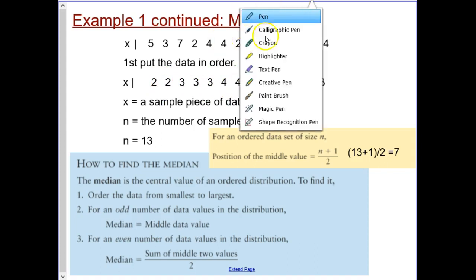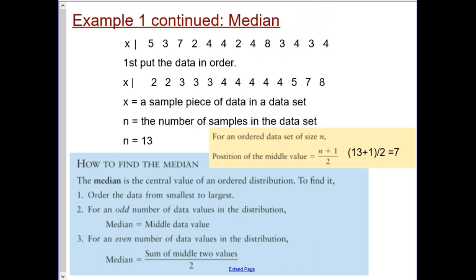You guys love it when I highlight things. Son, what color do you want? You said green.